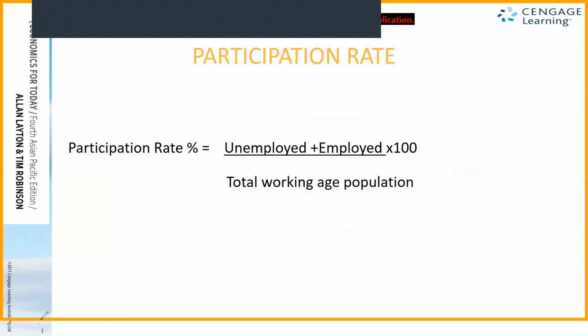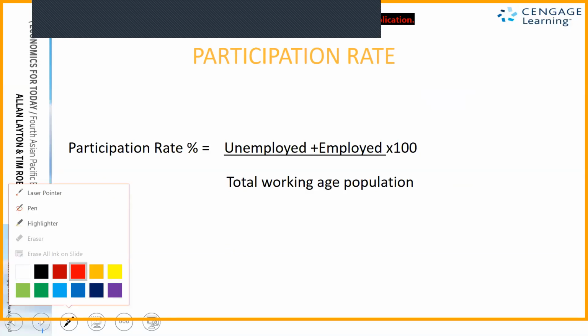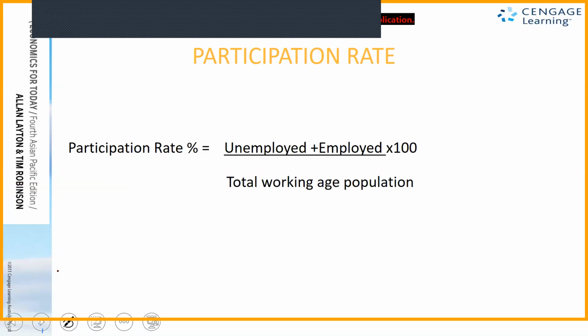Participation rate is unemployed plus employed. So as per our example, what was the number? We had 100 here and we had 400 here. And then the total working age population was this. So it is this simple.